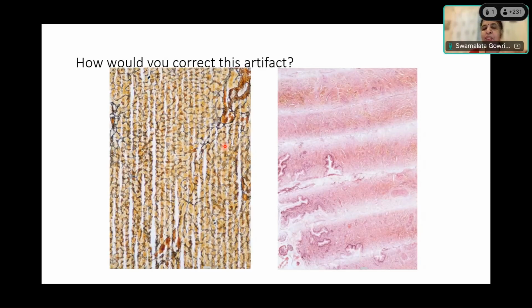So mainly you must check the clamp for your knife, and also of course your processing, whether the tissue has become too hard. If your tissue is in xylene for a very long time, then it will become very hard. And once it's very hard, you will not be able to cut and you will get this chattering effect.